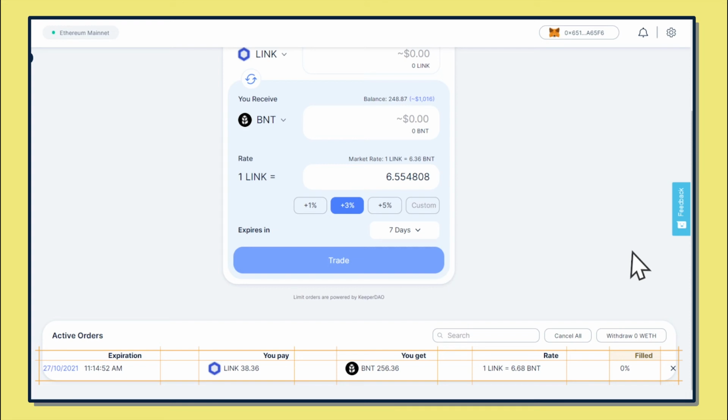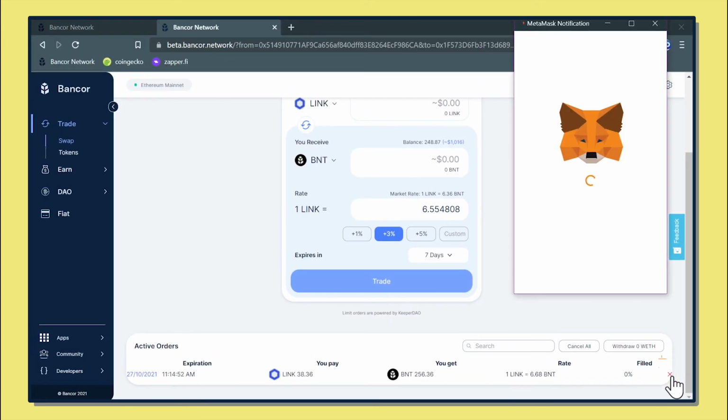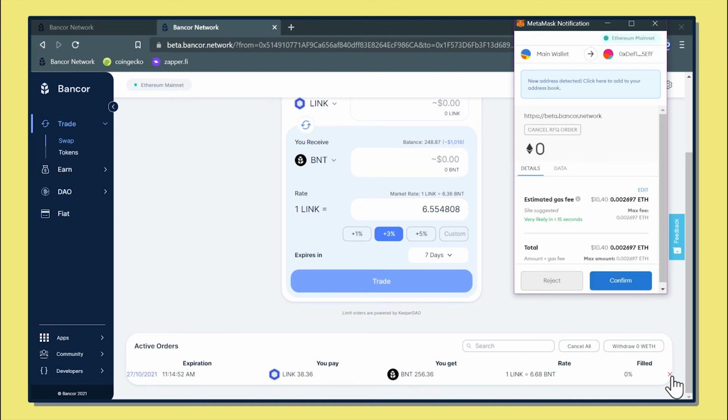But what if you want to cancel your limit order the day after tomorrow because you have changed your mind? Well, you do it with the cancel button over here. However, you will then have to pay a small transaction fee to the Ethereum blockchain.